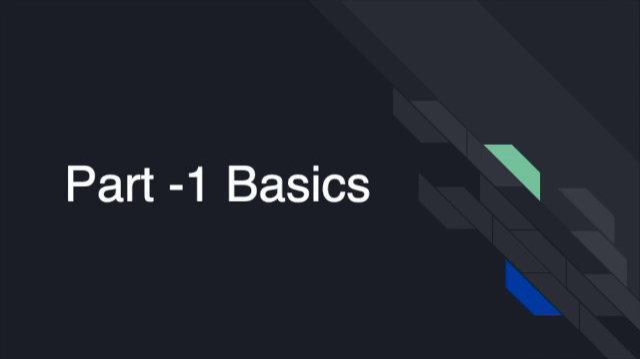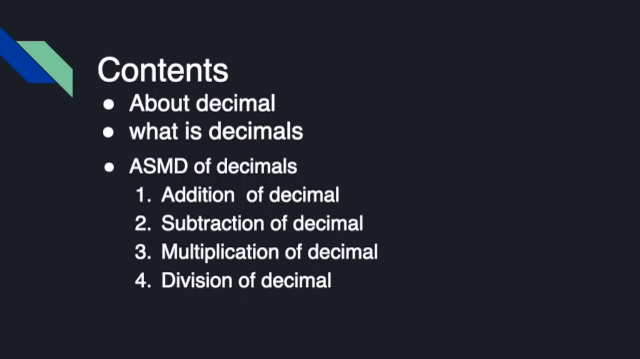But before that, let's see what we're going to get when we learn in part one. Let's start with the basics, and the main basics are about decimals and what a decimal is. Then we'll continue with some easy operations called ASMD of decimals. As you can see on the screen, 1, 2, 3, 4, those are ASMD: addition, subtraction, multiplication, and division of decimals.